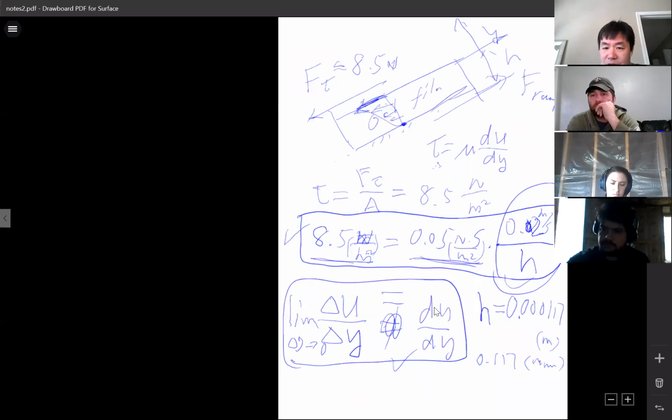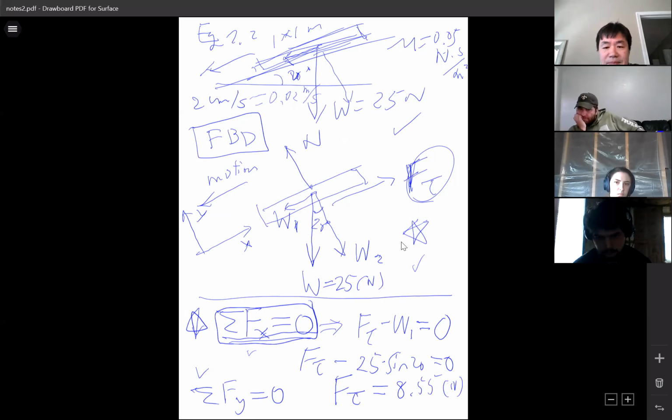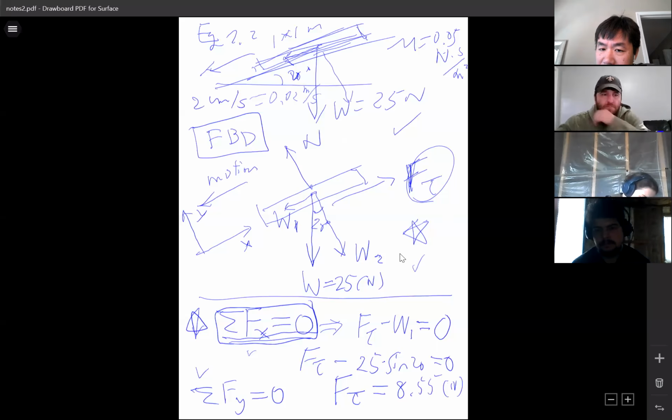Which part is not crystal clear to you? On the last page? Okay. Which one? No, I meant the page before. Oh, the previous page. Okay, yeah. Did we only ever use sum of f of x to find the force tau? Did we not use the sum of f of y to help find tau? Do we only use the sum of f of x?